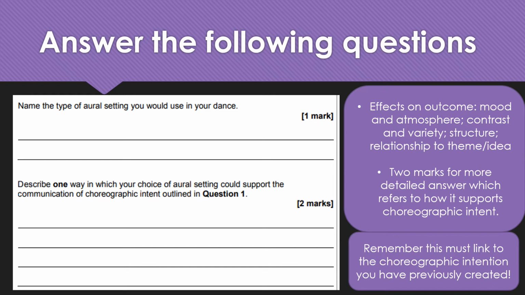Okay, so whatever you've mind mapped around that picture of the girl losing the balloon, whatever your choreographic intention is, comes into play here. So how are we going to get these 2 marks? You are going to get 2 marks for a detailed answer which refers to how it supports the choreographic intention. And remember, we've already looked at how that can affect it. It can affect it by the mood and atmosphere. Contrast and variety could add structure, could add a relationship to the theme. But remember, it must link back to the choreographic intention.